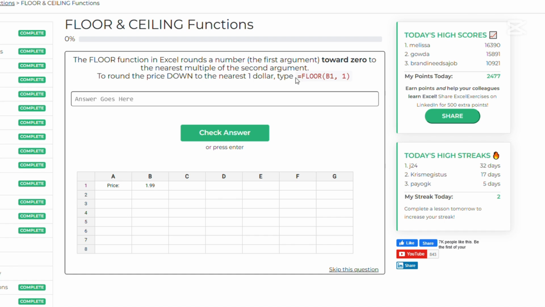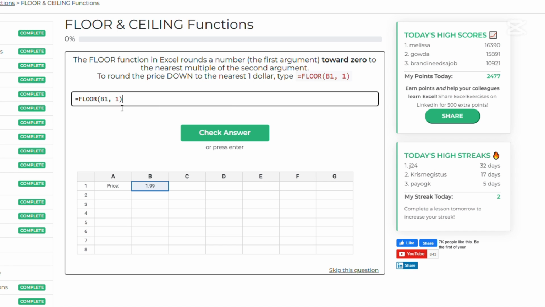right? And then the number, and then round to the dollar, right? So this one doesn't have the decimal, so it's rounded to the dollar. So when you use floor, that means it's rounded down toward 0. The second argument: toward 0 to the nearest multiple of the second argument, a multiple of 1. So that will return $1, right?